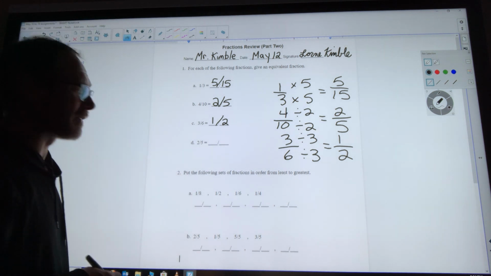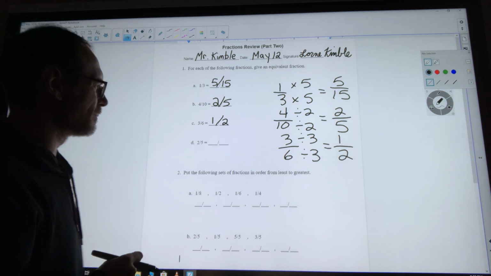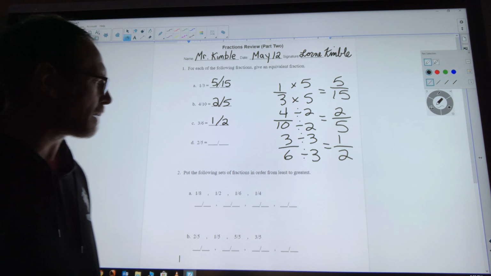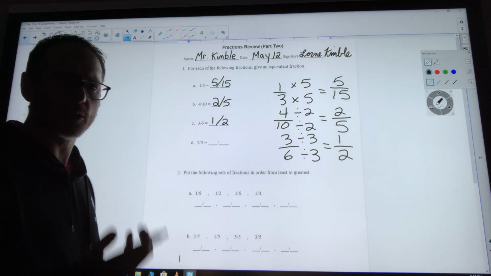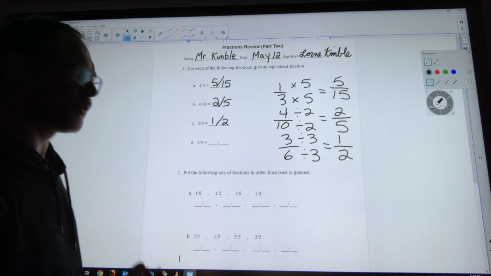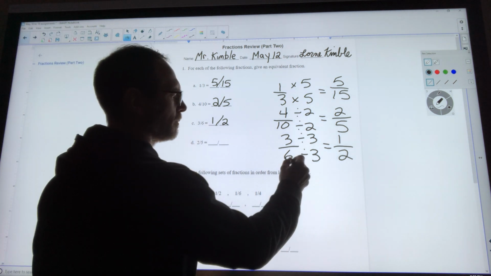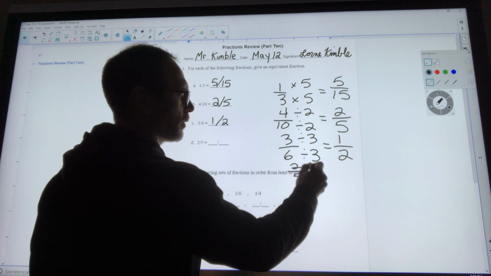The last one is 2/5. You cannot use division on this one. There's no number that you can divide both 2 and 5 by. So if you were using your fraction strips, you would find that 4/10 is the same size. If you're using multiplication, maybe you would have used 3 though.